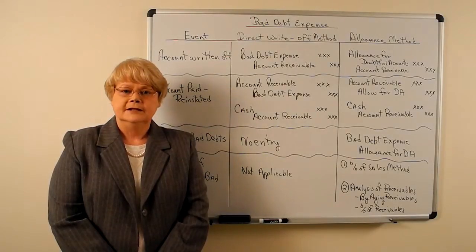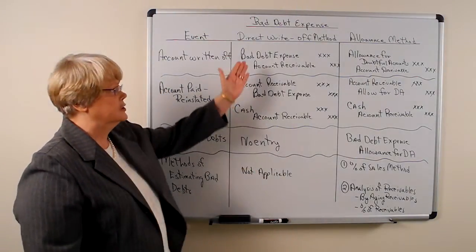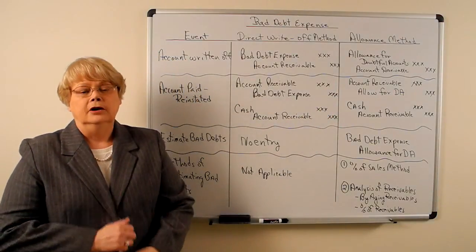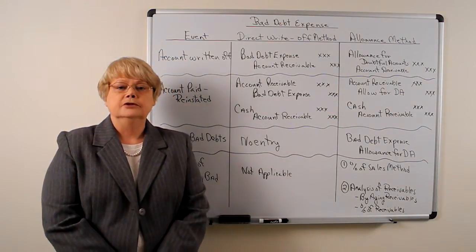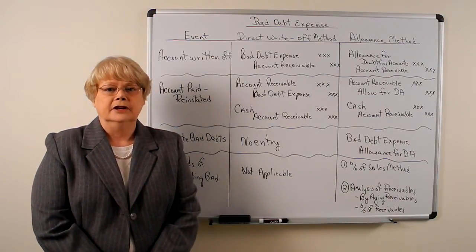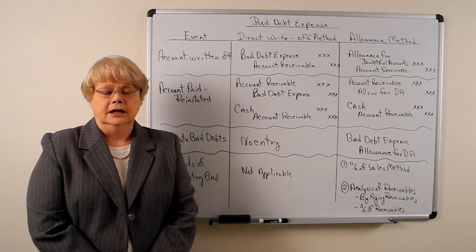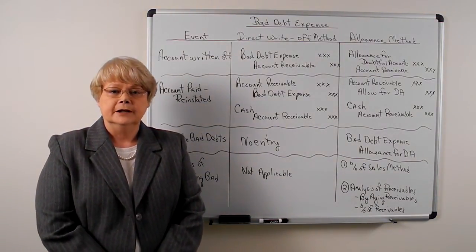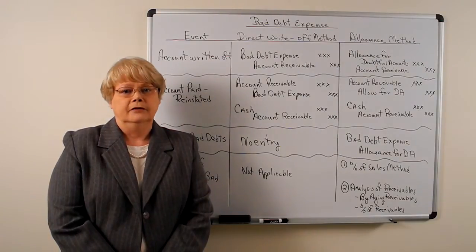We have two methods that we use. We either use the direct write-off method or the allowance method. Now, under the direct write-off method, we do not do anything until we decide that the account is not going to be collected. And at that time, we will debit or charge expense and we will write off the account.